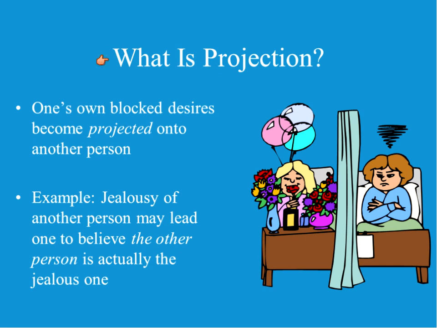Finally, projection. With projection, what happens is my own blocked desires are projected onto someone else. So I won't admit to feeling some way myself, and so what I'll say is the other person feels that way. Now, clearly in this situation, the emotion is jealousy, right? Jealousy is what's lingering around this room.